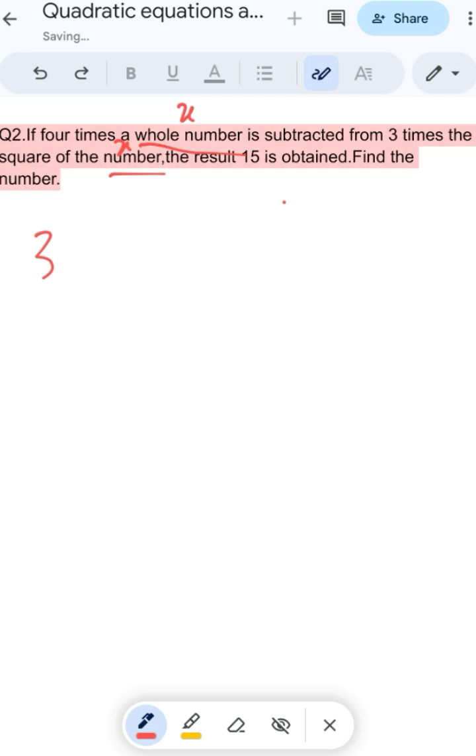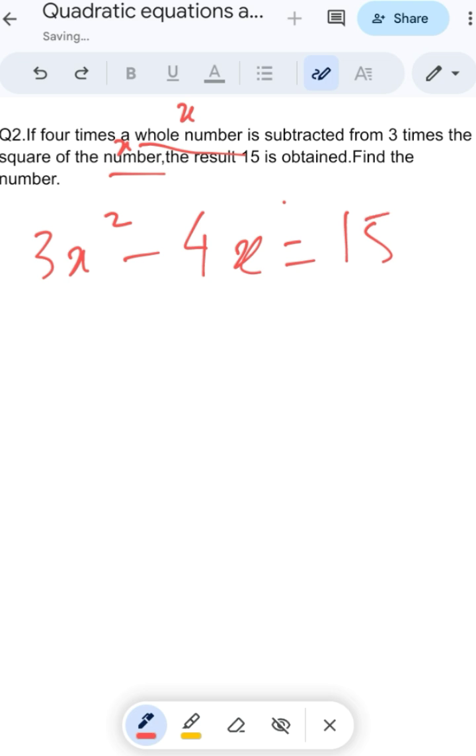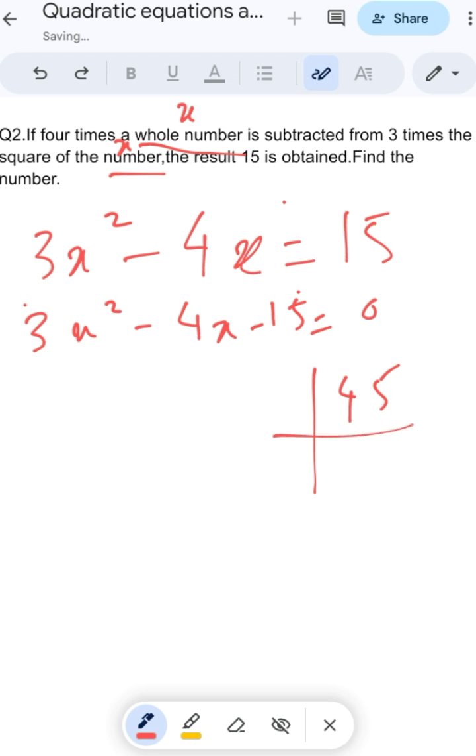It's going to be 3x square minus 4x is equal to 15. The result is 15, means equal to 15. Okay, so now 3x square minus 4x minus 15 is equal to 0, right? Now middle term breaking: 3 multiplied by 15 is what? 45. Agreed? So let's take out the factors of 45.